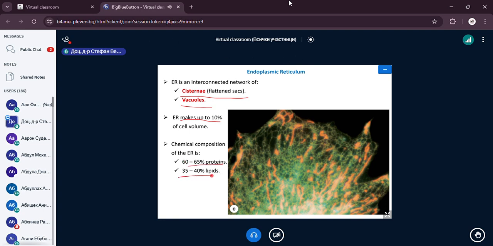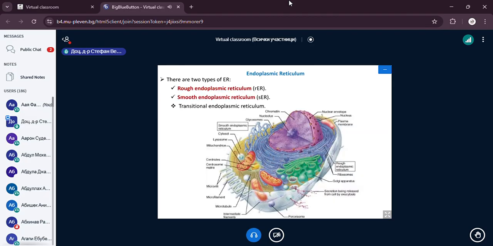60-65% proteins and 30 to 40% lipids. In the eukaryotic cell, two different types of endoplasmic reticulum have been described. One of these is called rough endoplasmic reticulum, and you see the cisterns of this rough endoplasmic reticulum everywhere here close to the nucleus of the cell.